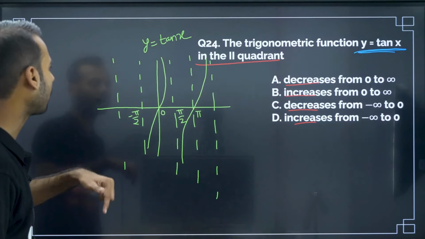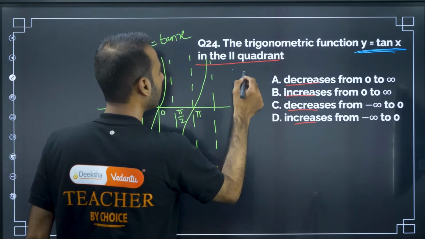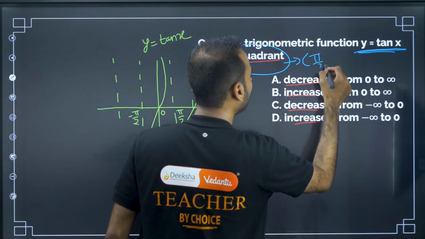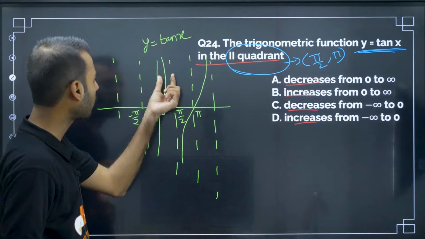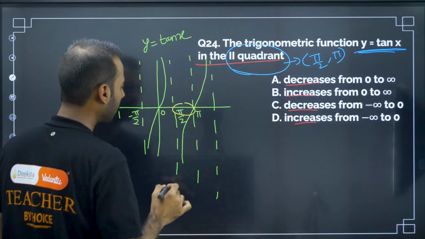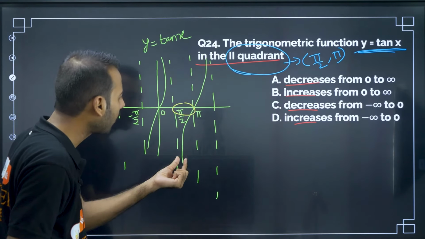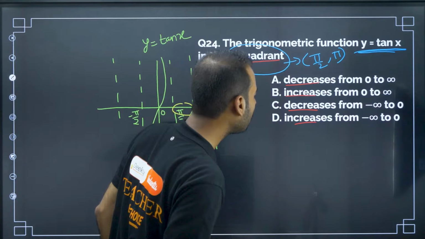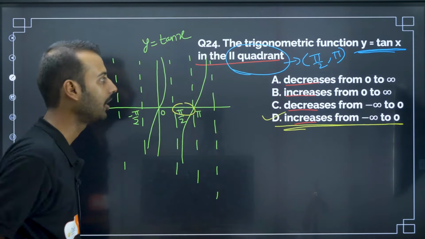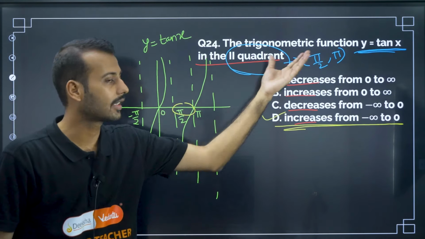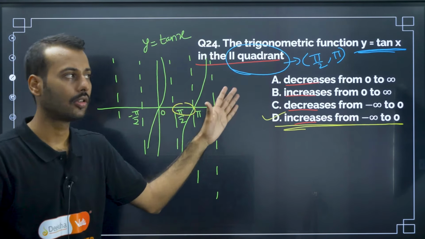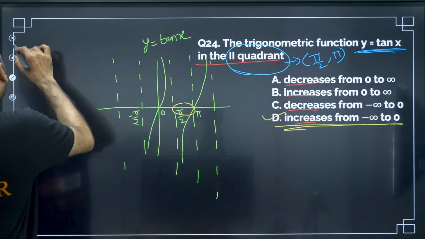The trigonometric function in the second quadrant. Second quadrant means from where to where? Pi by 2 to pi. So if I observe this y is equal to tan x graph from pi by 2 to pi, what happens here? It is increasing from minus infinity to 0. Is there any such option? Increases, yes, D is the answer. So increases from minus infinity to 0. If you have this tan x graph in your mind, hardly it will take 1 second to mark this. So these graphs, you have to fix this in your mind. Next, moving on to next question.